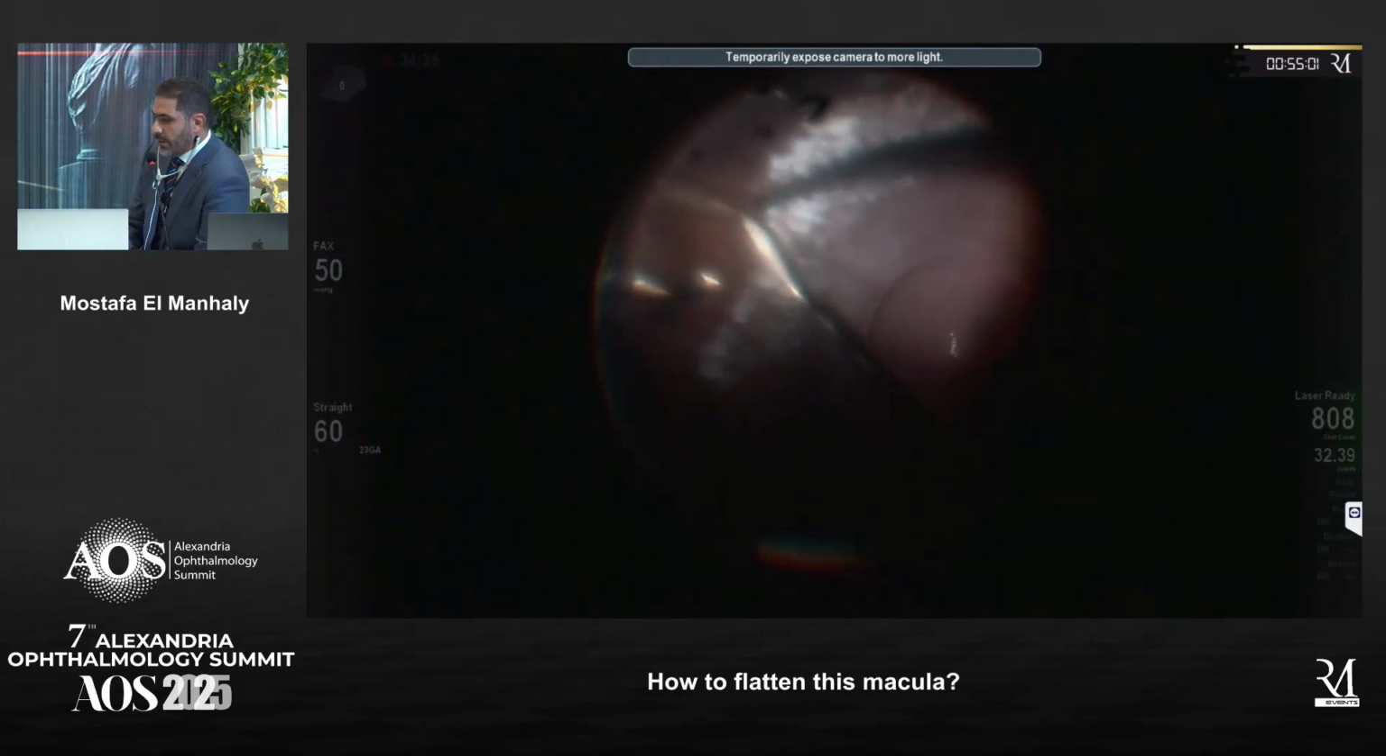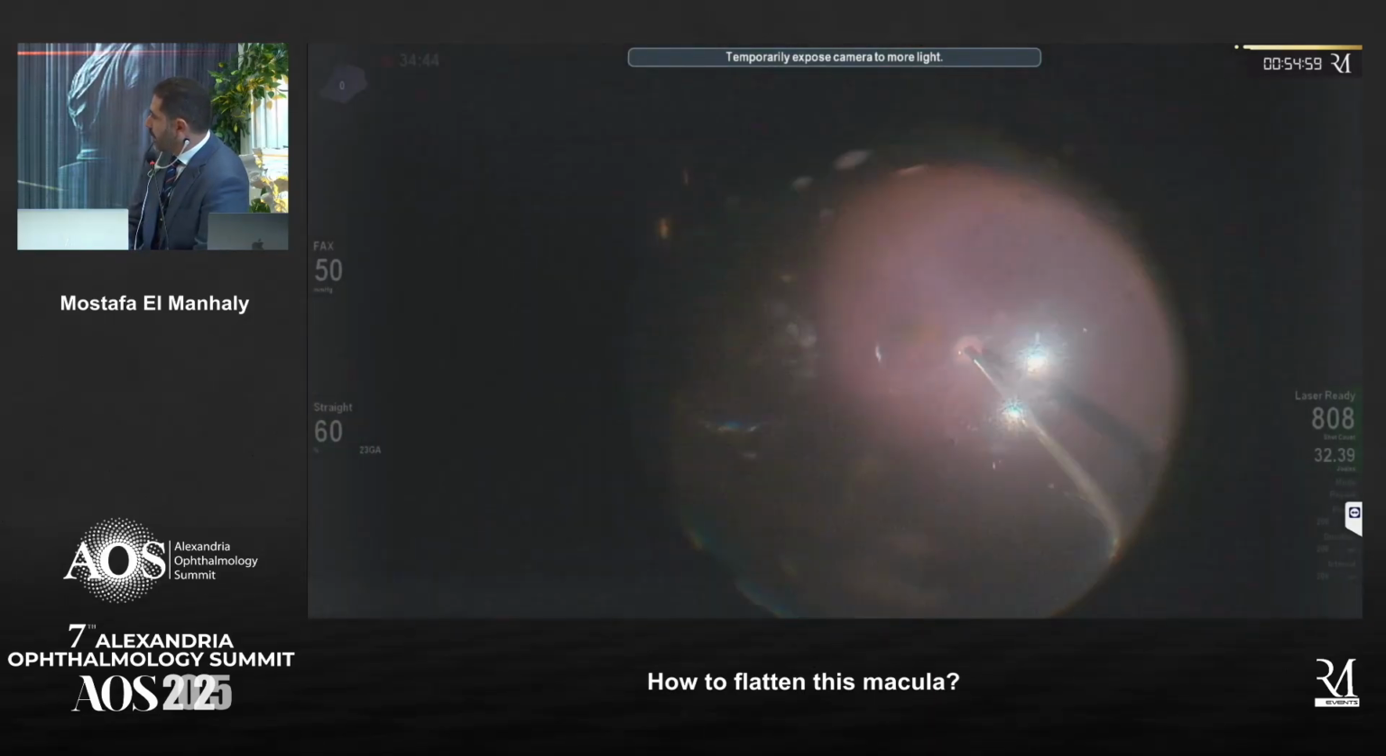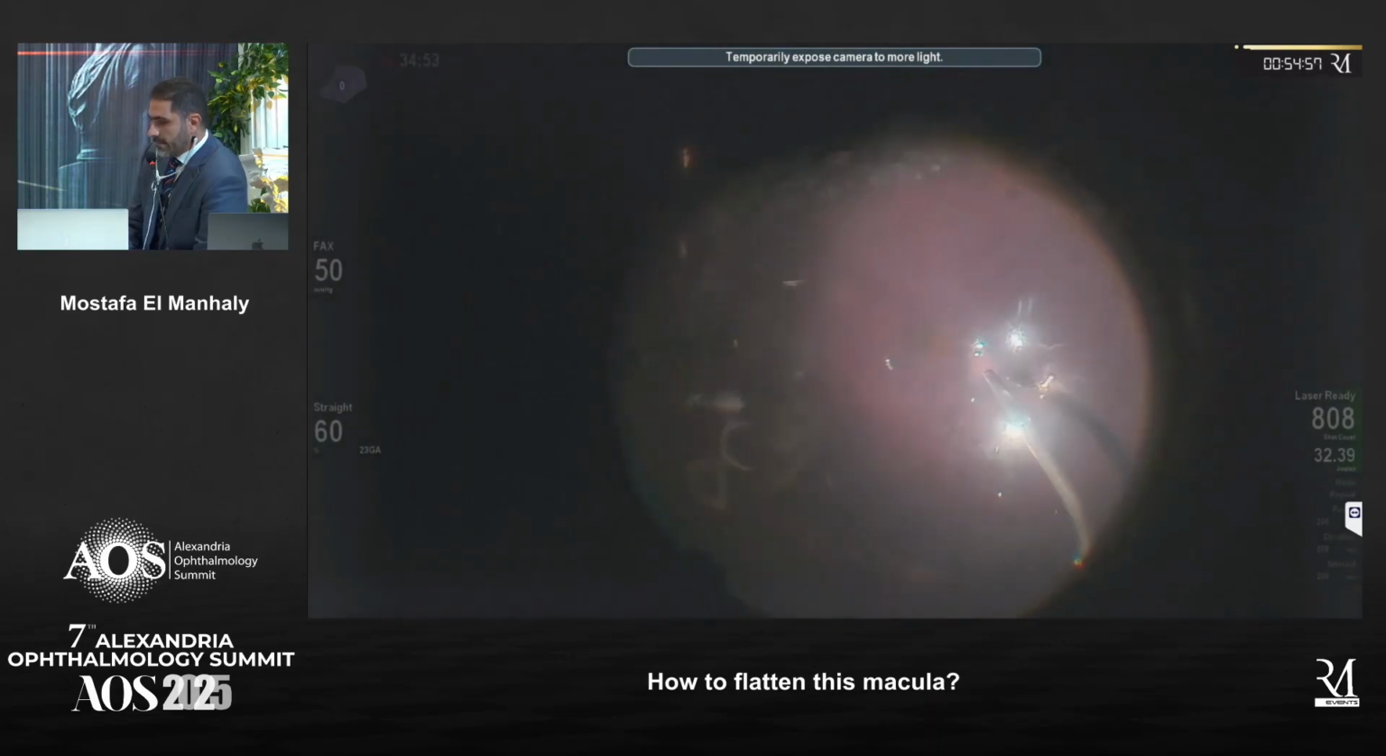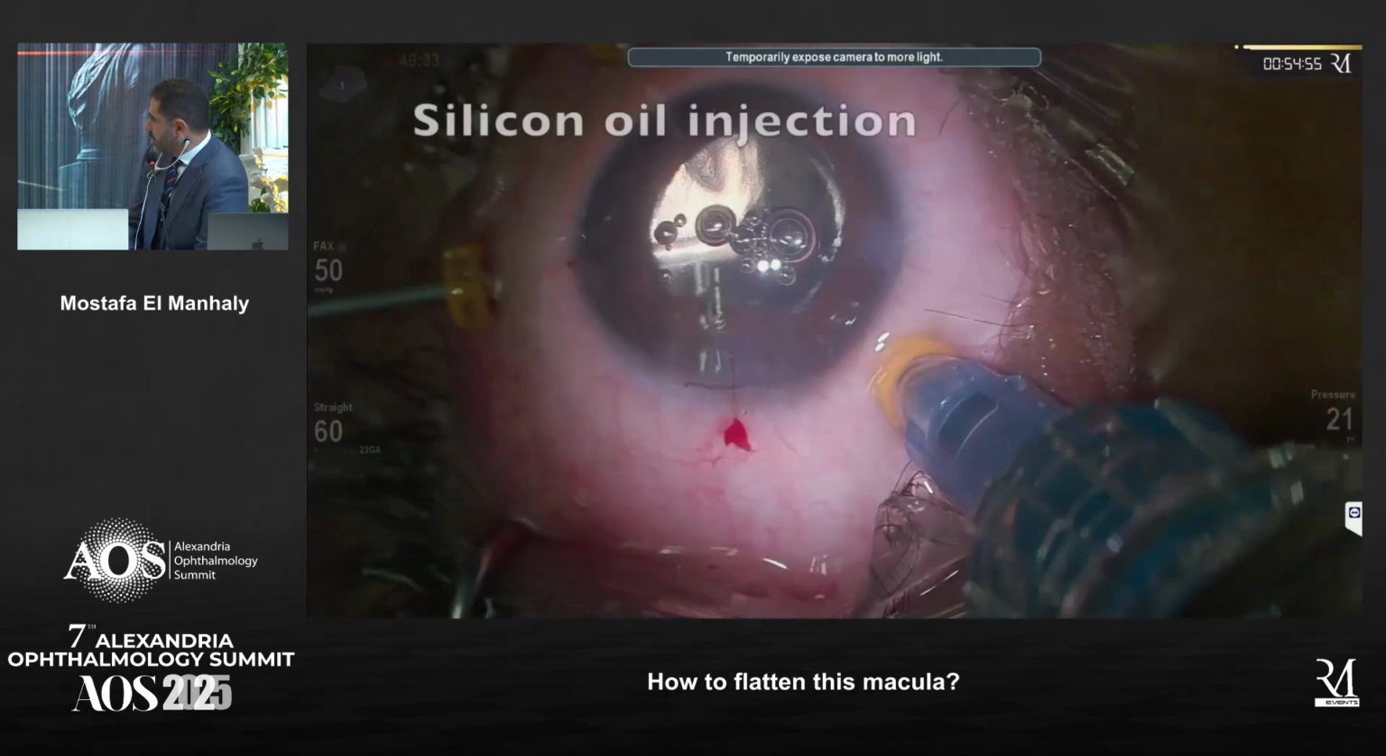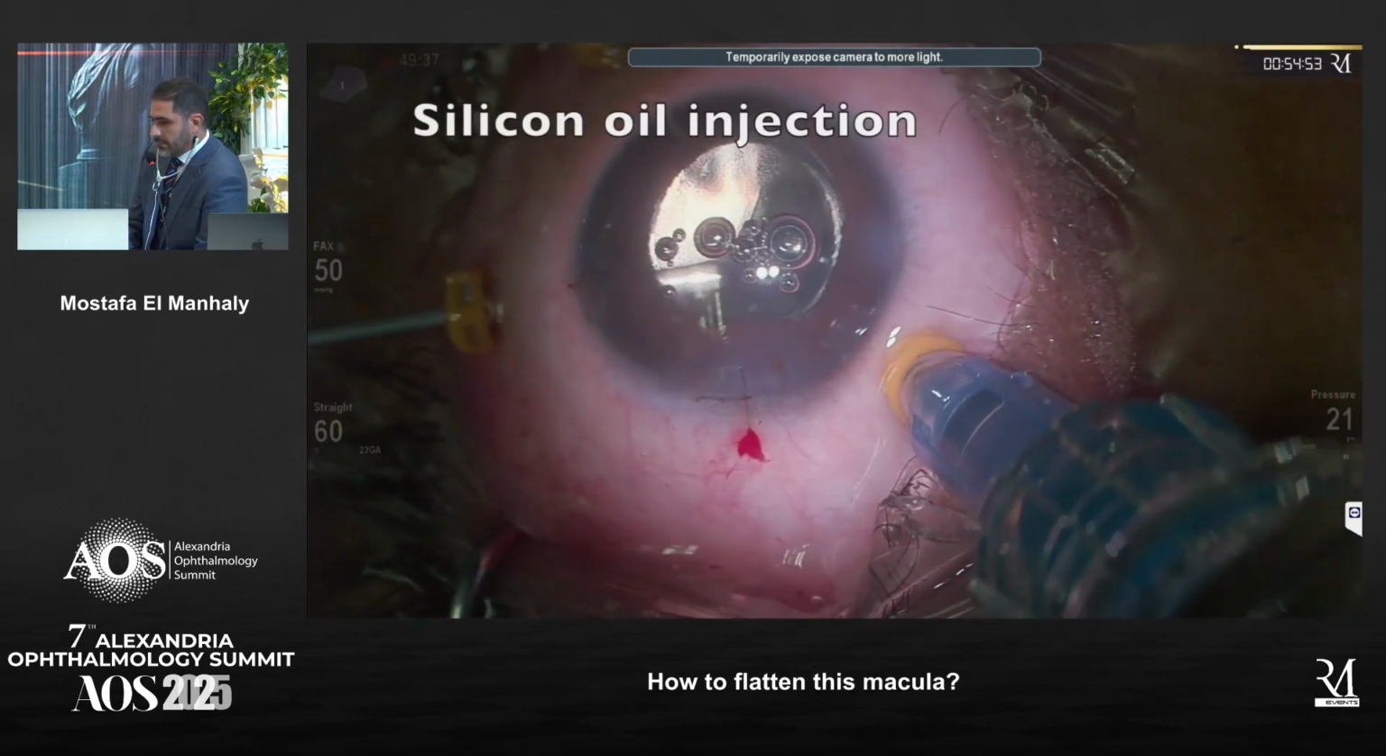And do you tamponade with silicone or a long-term gas? Silicone. In this age group, yes, and with this aggressive pathology, I would put silicone oil from the very beginning.